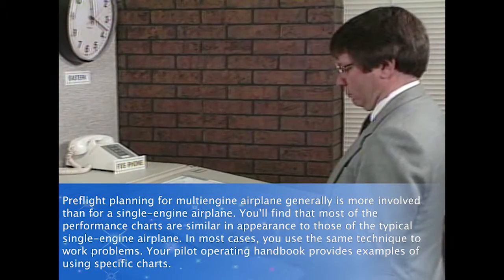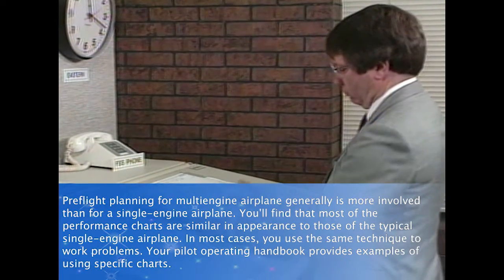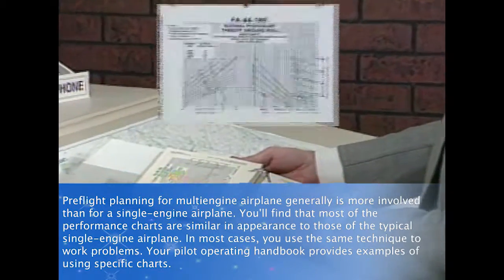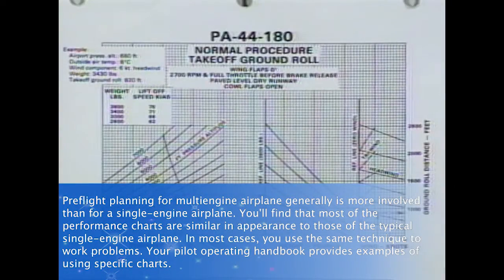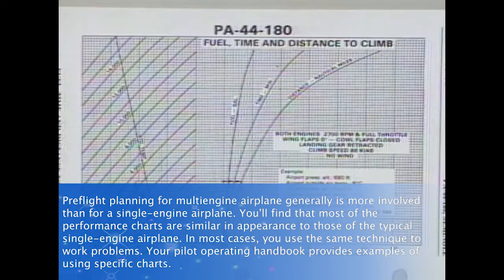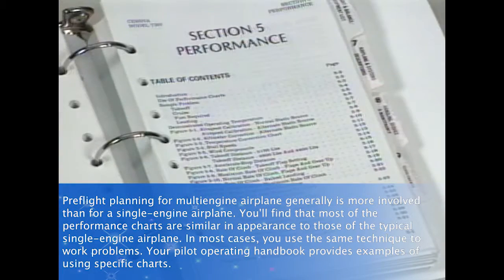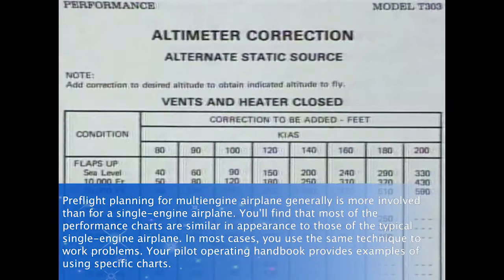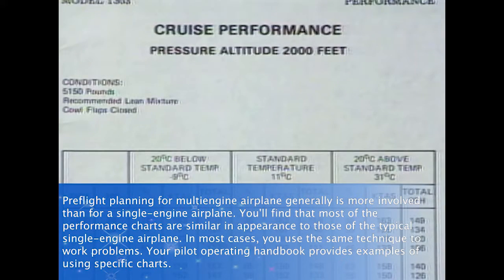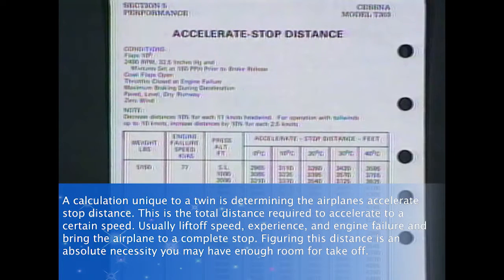Pre-flight planning for a multi-engine airplane generally is more involved than for a single-engine airplane. You'll find that most of the performance charts are similar in appearance to those of a typical single-engine airplane. In most cases, you use the same technique to work problems. Your pilot's operating handbook provides examples of using specific charts. A calculation unique to a twin is determining the airplane's accelerate-stop distance.